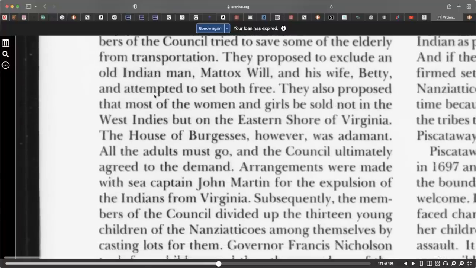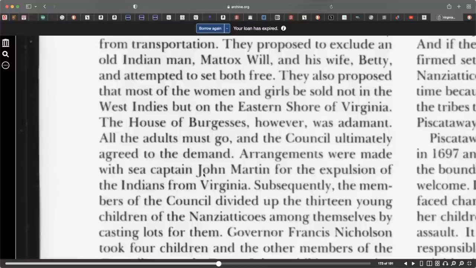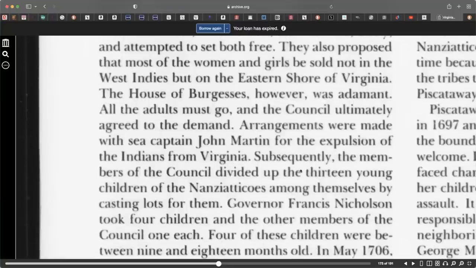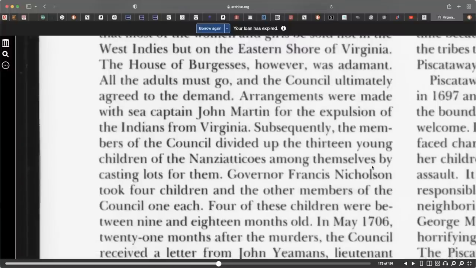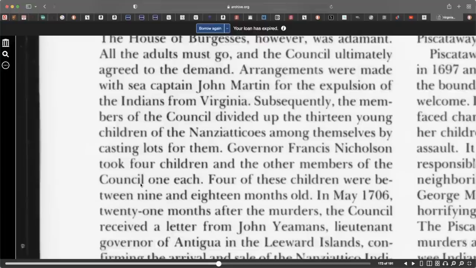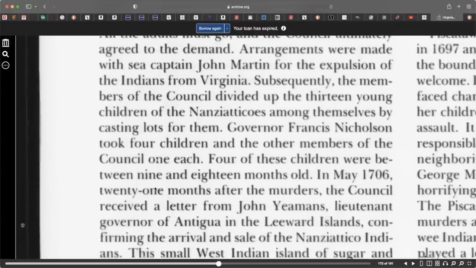Arrangements were made with Sea Captain John Martin. All right, Martin, again, we've gone over who these peoples are based on their name and their history, their ethnicity, for the expulsion of the Indians from Virginia. Subsequently, the members of the council divided up the 13 young children of the Nanziaticos among themselves by casting lots for them. You hear that? Casting lots for them, just like in scripture. Governor Francis Nicholson took 4 children and the other members of the council, 1 each. 4 of these children were between 9 and 18 months old.